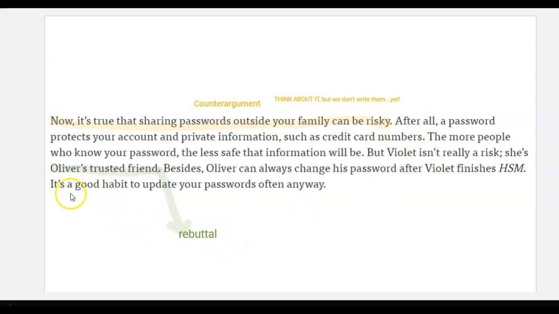But a good argument writer will have something called a rebuttal. It almost sounds like another reason. Let me show you that. "But Violet isn't really a risk. She's Oliver's trusted friend." So this is another implied kind of reason: you can trust your friends with secret information.